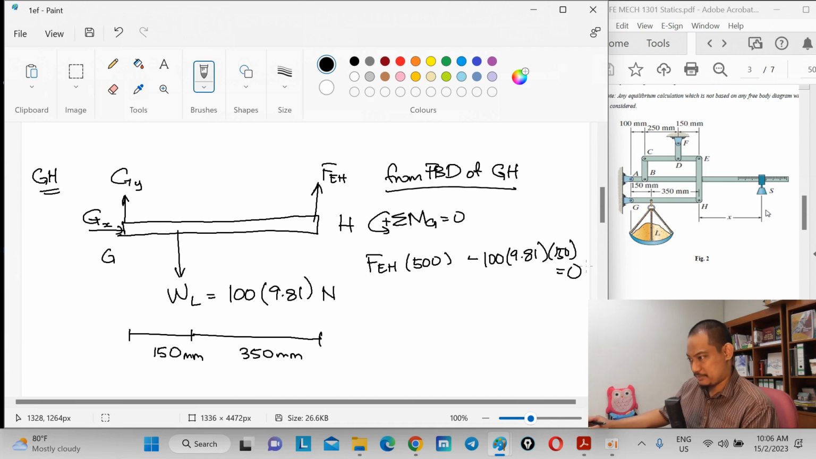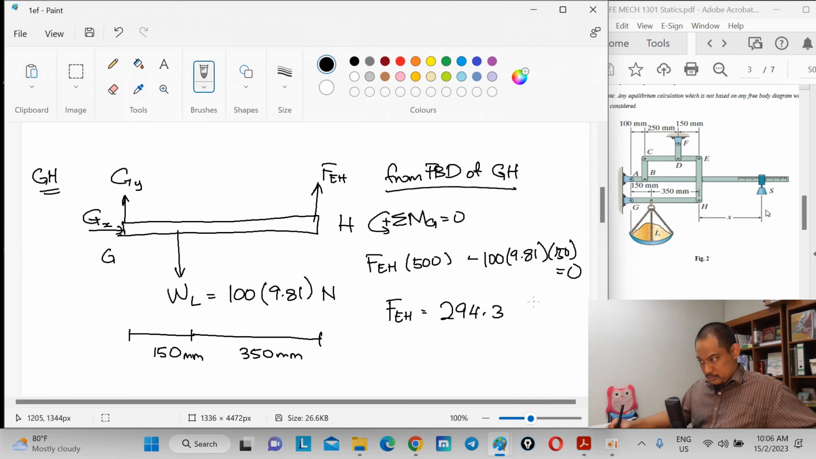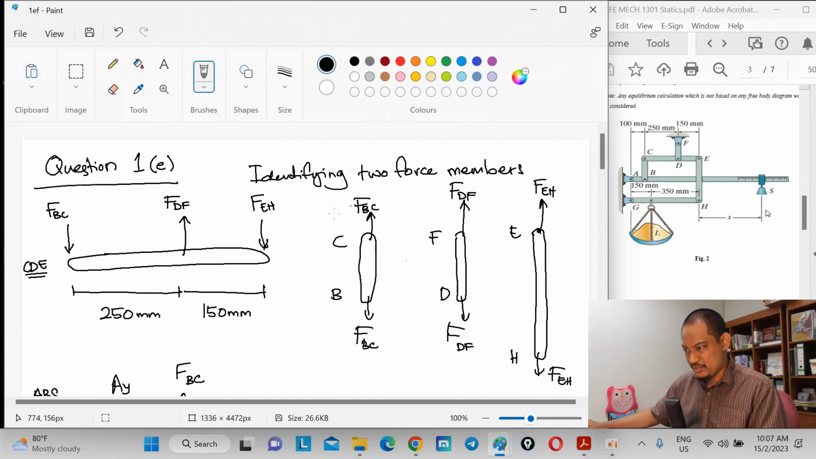Okay, sorry for the space there. So 100 times 9.81 times 150 divided by 500. So FEH equal to 100 times 9.81 times 150 divided by 500, which is 294.3 Newton. Now from there, because we already know FEH, we can go to this one, right?